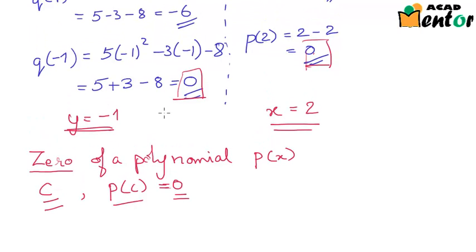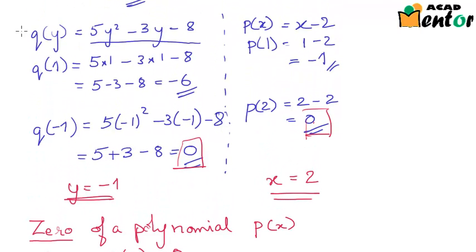As an example, we just saw that the zero of q of y here is negative 1, because at y equal to negative 1, this polynomial q of y was equal to 0. Similarly, the zero of this polynomial p of x is 2, because at x equal to 2, the value of p of x was 0.